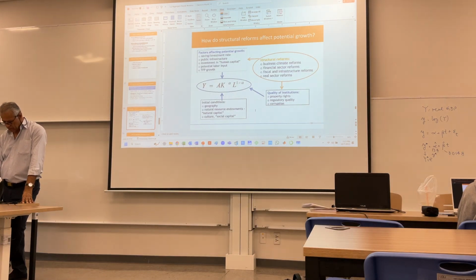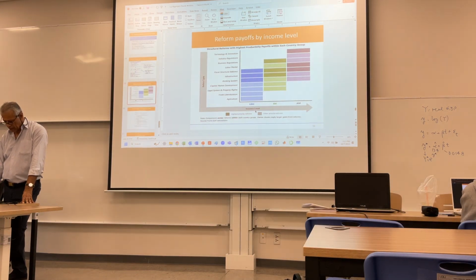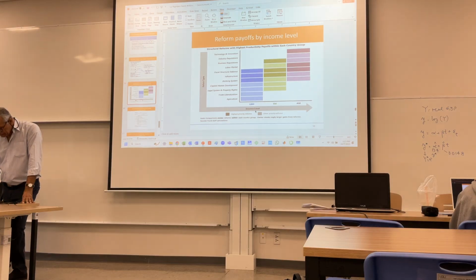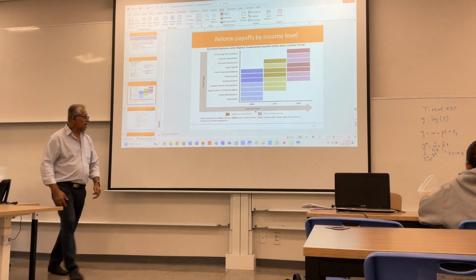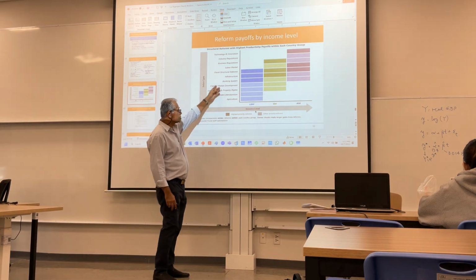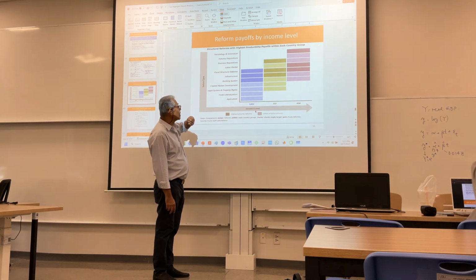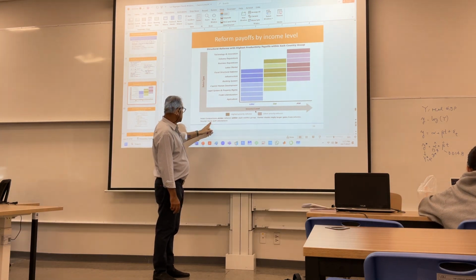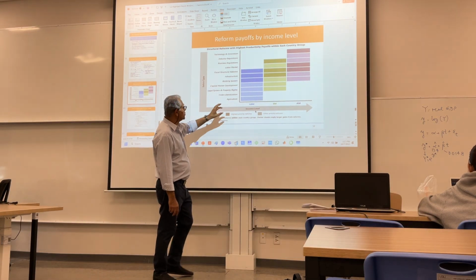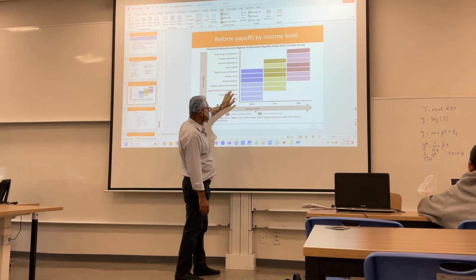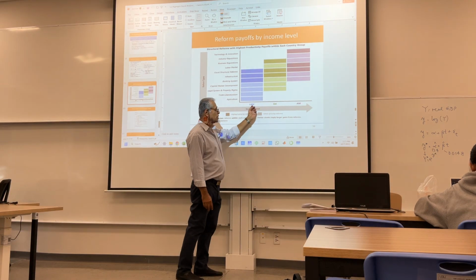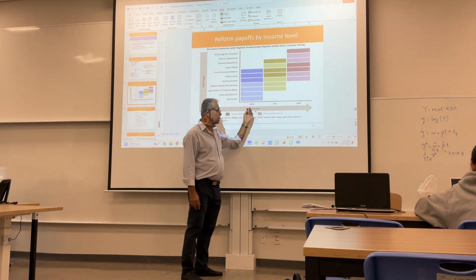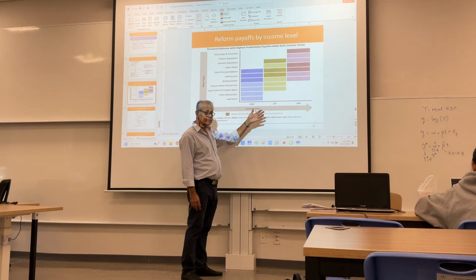Once again, it's the same picture here. And these are the different kinds of reforms. And this is a study, I think, done by the IMF, or I can find out. Different kinds of reforms are required in different kinds of economies at different levels of per capita income.